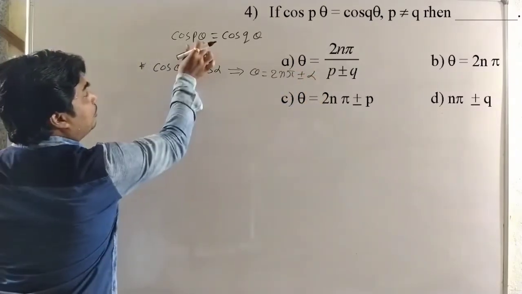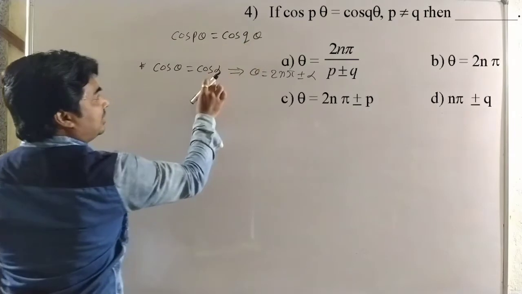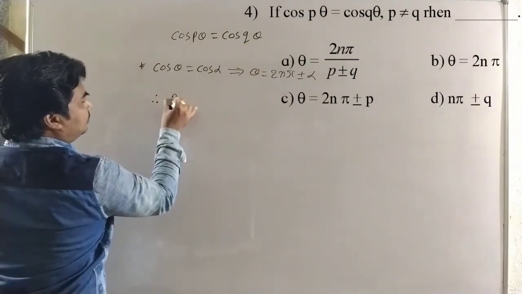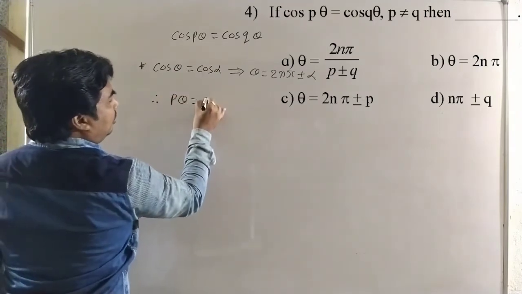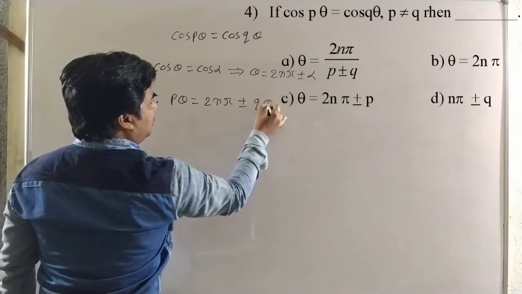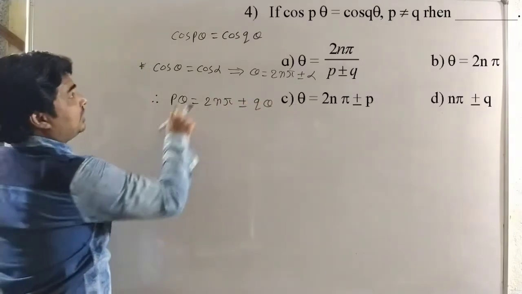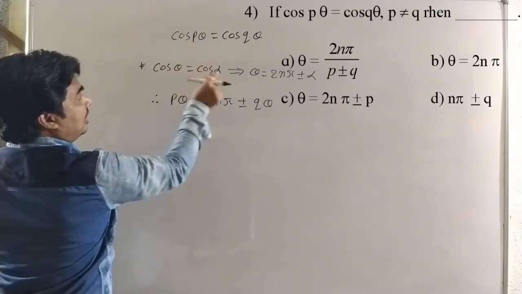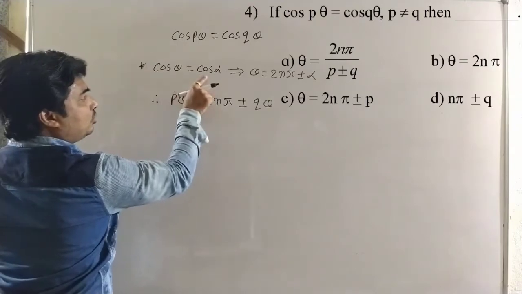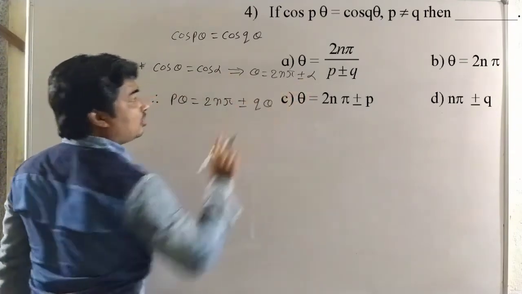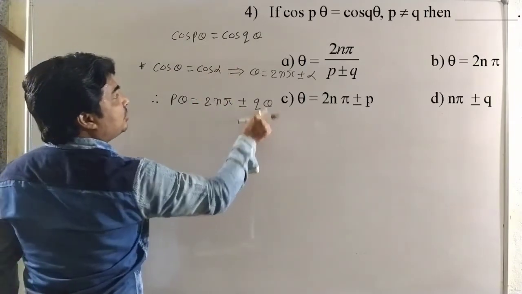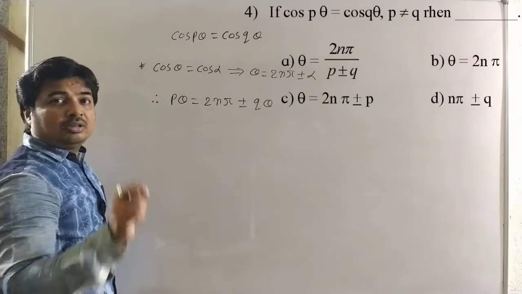Here we consider p theta as theta, and q theta as alpha. Therefore the general solution is p theta is equal to 2n pi plus or minus q theta. See carefully this. Here theta is p theta and alpha is q theta. Therefore, the general solution of cos theta equal to cos alpha, theta is equal to 2n pi plus or minus alpha, becomes p theta is equal to 2n pi plus or minus q theta. We want to find the value of theta.